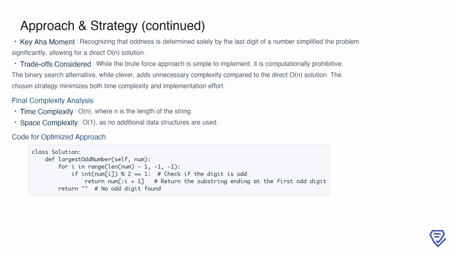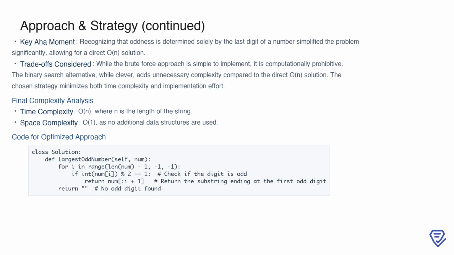We iterate through the string from right to left, checking each digit until we find an odd one, and then return the corresponding substring. This approach also has a space complexity of O(1), as no additional data structures are required. Here is the Python implementation, which directly embodies this strategy.